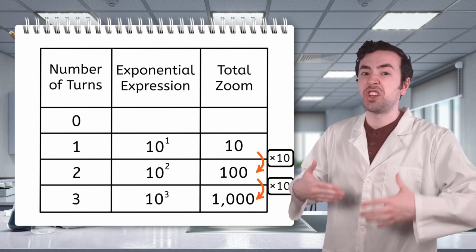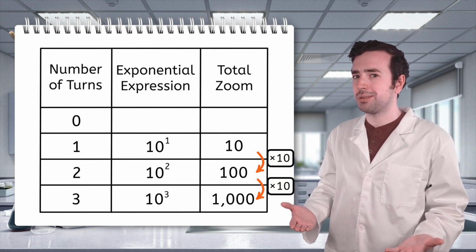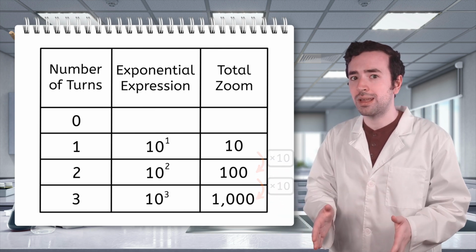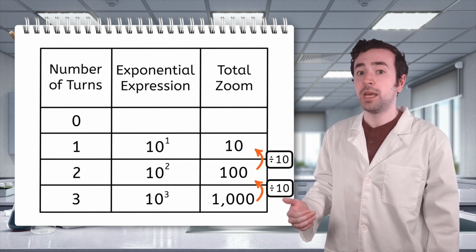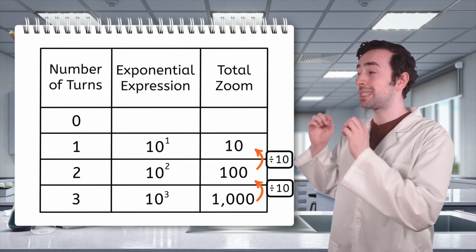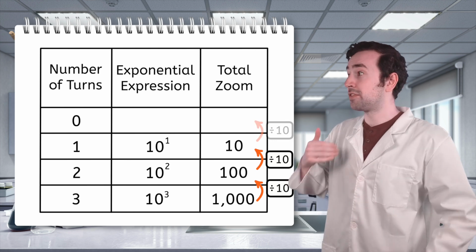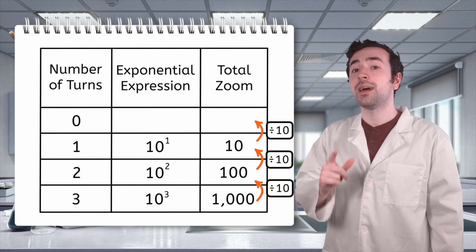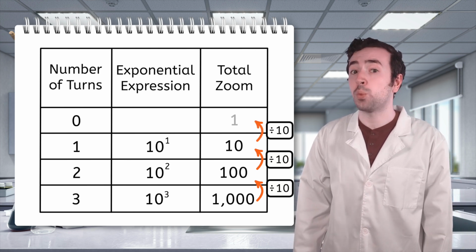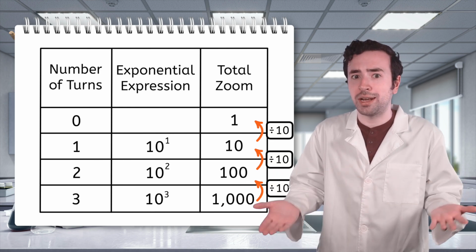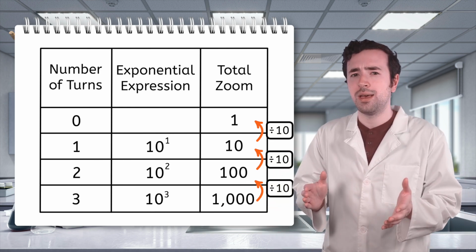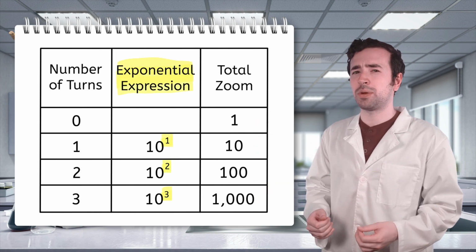Well, what operation undoes multiplication? Division. To move up the chart, we can divide by 10. So we'll take the zoom from the second row, 10, and divide it by 10, and that tells us the zoom is 1. That makes sense. Multiplying by 1 doesn't change anything. It's the original size. But what about the exponent?